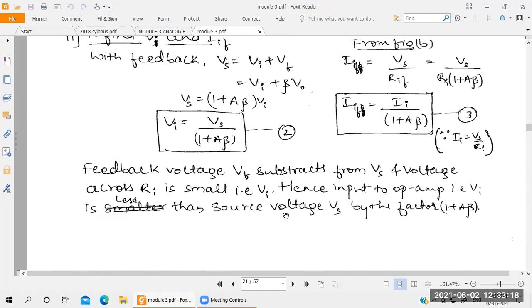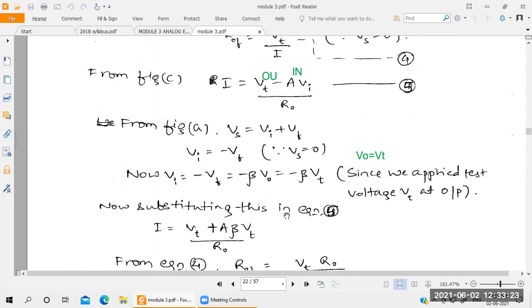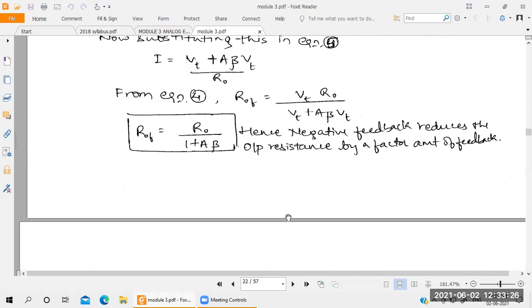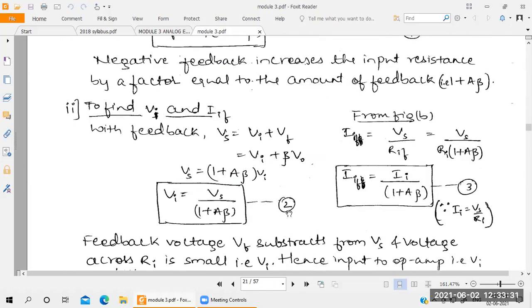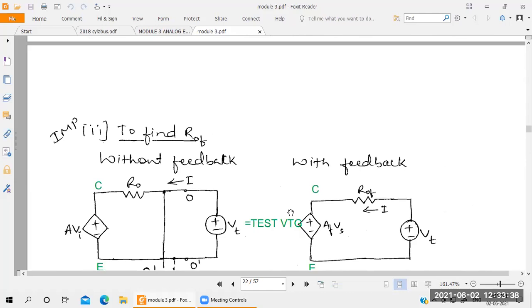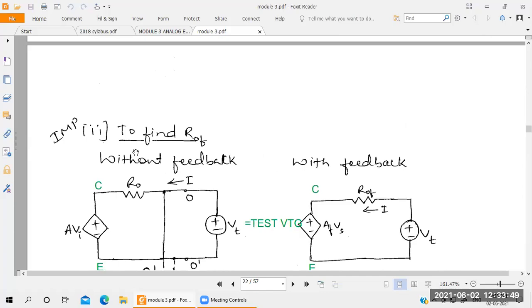Next, you take output. If you take output here, you take output resistance with feedback. See here, they have given some detailed information on how they took Vi and If here. If you want, you can go through this. Next, to find the Rof, the total output resistance with feedback.